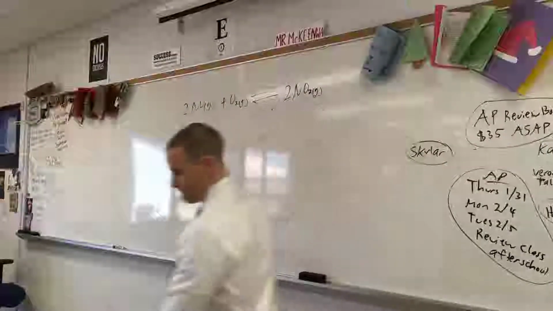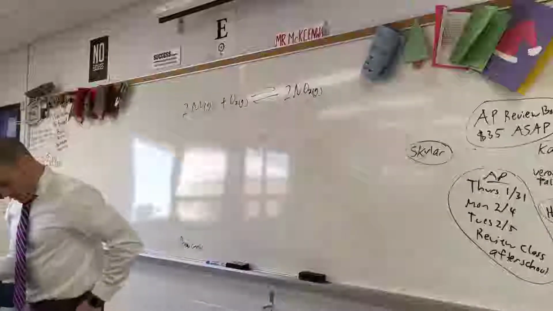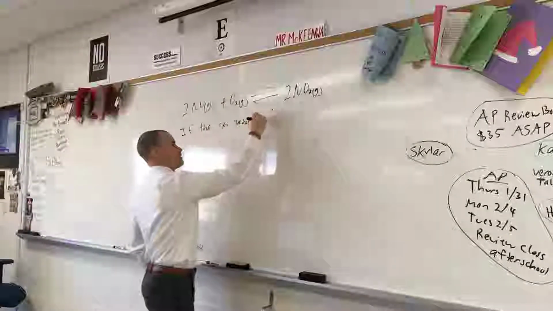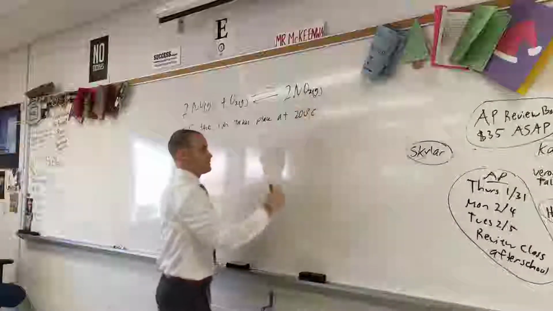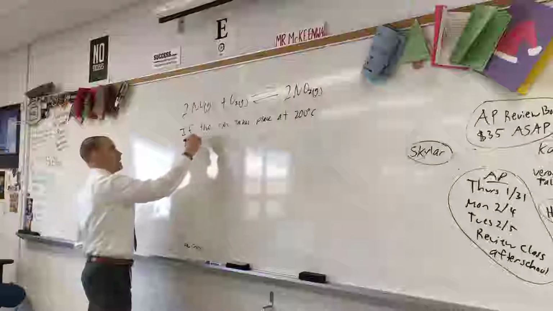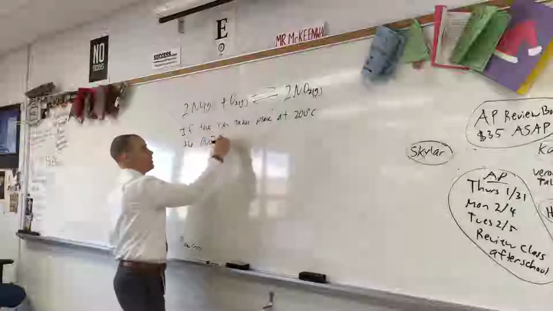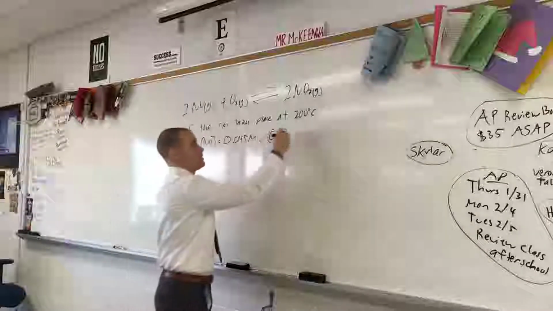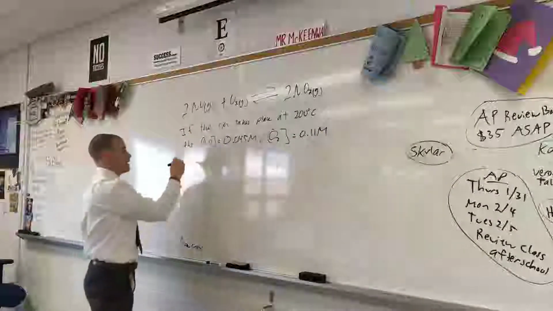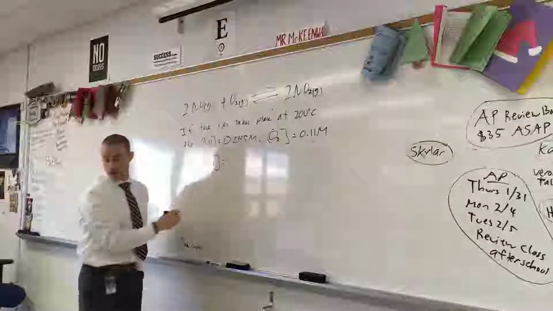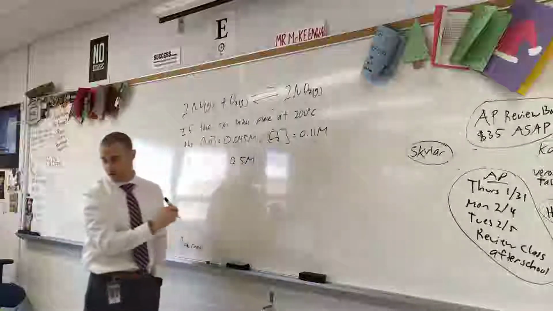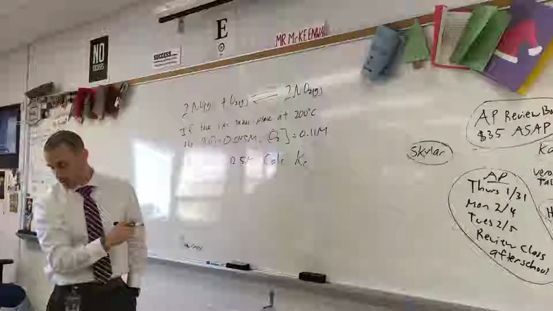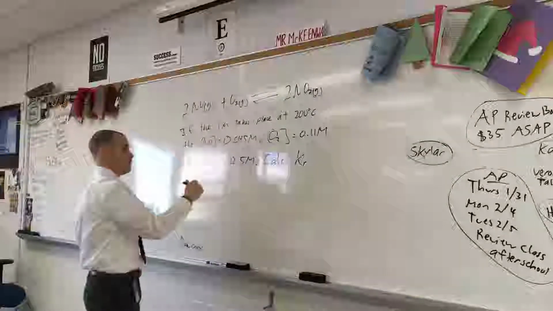Okay, all right. So if a reaction takes place at 200 degrees Celsius, and the NO concentration is 0.045 moles per liter, the O2 concentration is 0.11 moles per liter, and the NO2 concentration is equal to 12.5 moles per liter. Calculate Kc. And Kp.